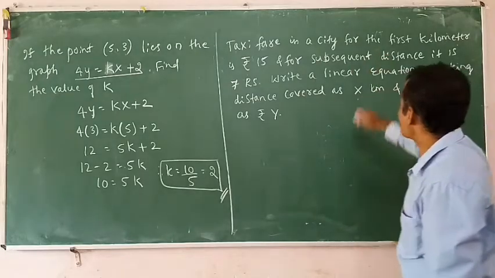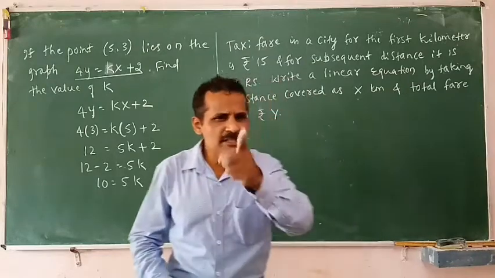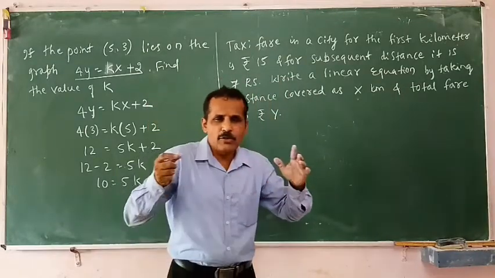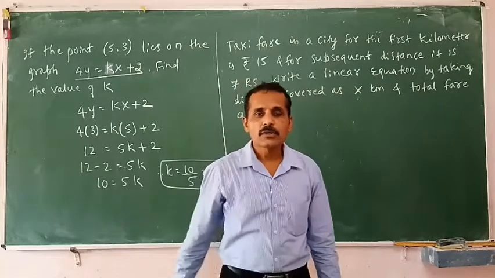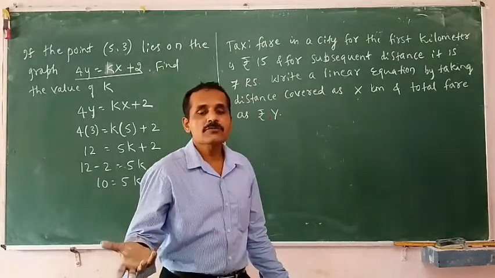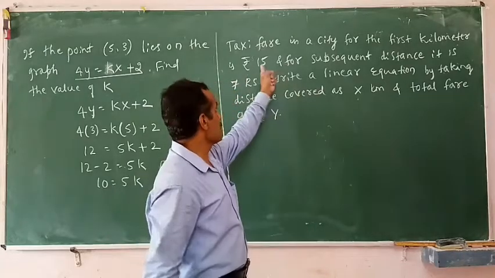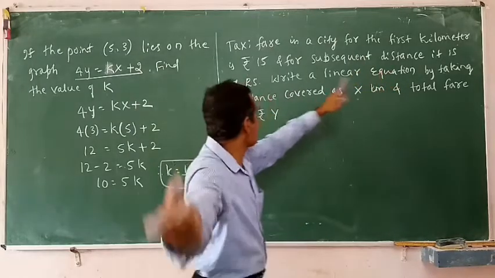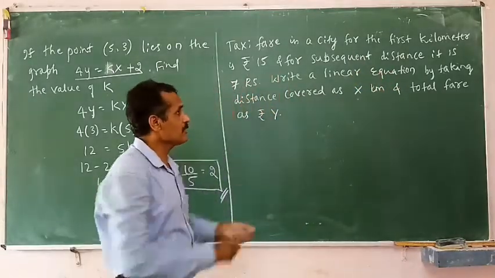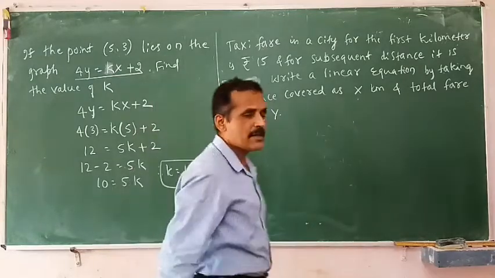A taxi fare in a city, how it is: for the first kilometer, whenever you go and sit in the auto, the driver turns the meter towards you and it shows 15 rupees. That is, for the first kilometer, it is 15 rupees. And for every subsequent kilometer, it is 7 rupees.